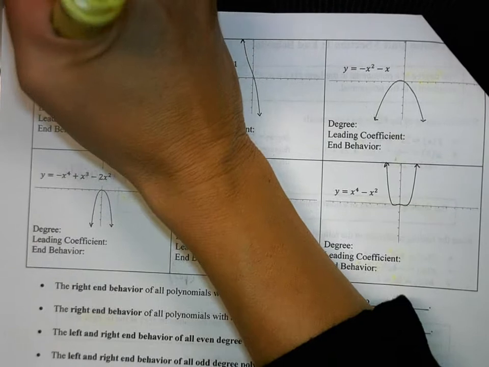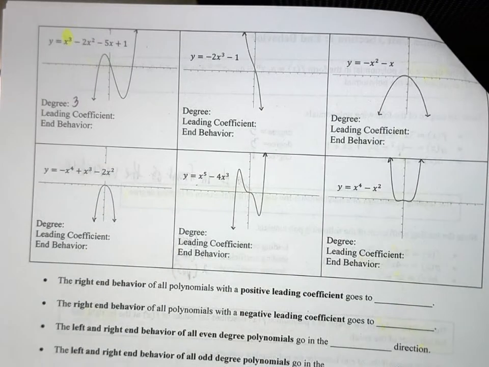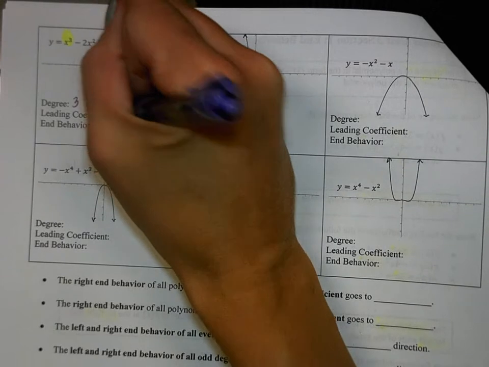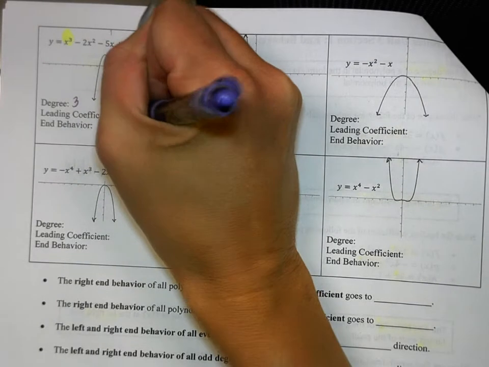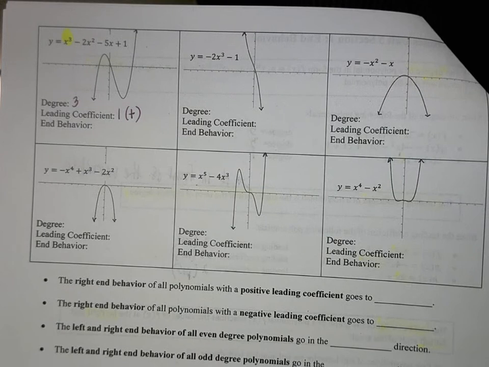3. The highest exponent is 3. Do we agree? All right. The leading coefficient comes from the number in front of our highest exponent, right? And so what would that leading coefficient be? 1. And specifically, we want to know that it is positive. And I'm just going to start doing a plus sign and a minus sign instead of writing positive and negative.